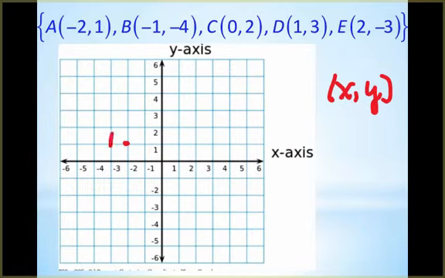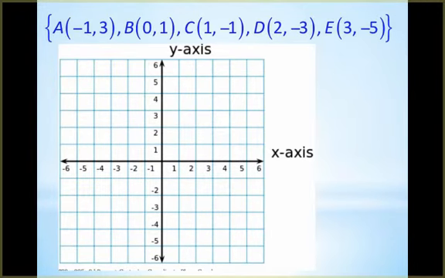Point B is at -1, -4, so it's to the left 1, down 4, so it'll be there. Point C is at 0, 2, so we're going to go over 0 on the x and up 2 on the y, so that'll put us there. Point D is at the point 1, 3, so that's over 1, up 3, which is going to put me in the first quadrant, and that'll be point D. And point E is at 2, -3, so over 2, down 3 would put me here, and we'd have point E.